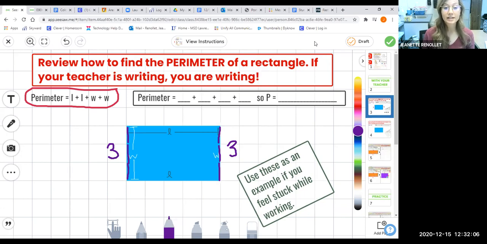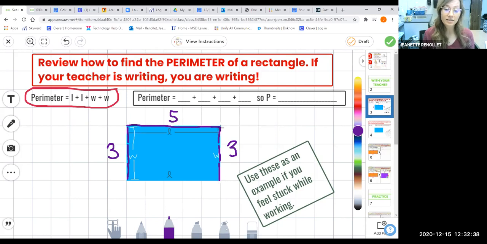Now we can find the length. I'm going to count the squares to determine how long each length is. I'm going to start all the way to the left and count 1, 2, 3, 4, 5 squares long. I can label my length with a 5.